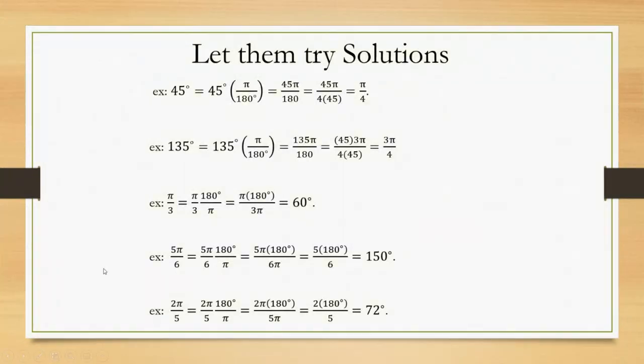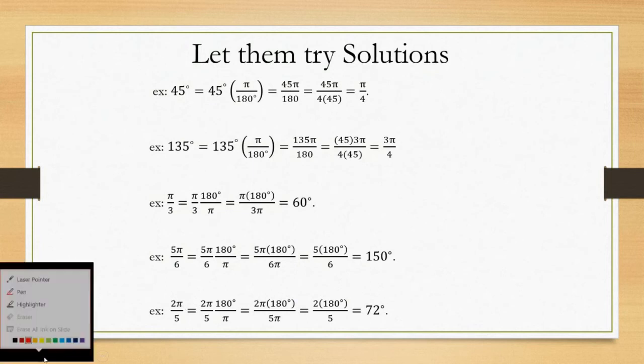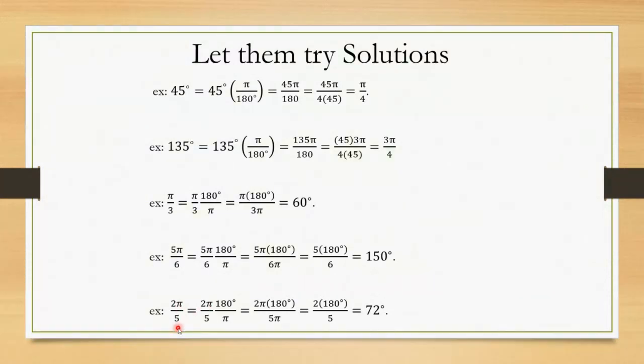All right. So here, last one, 2 pi over 5. Same idea again. You multiply by 180 degrees over pi, right? The pi's cancel. You get 2 times 180 degrees over 5, which turns out to be 72 degrees. So, pretty sure it's correct.